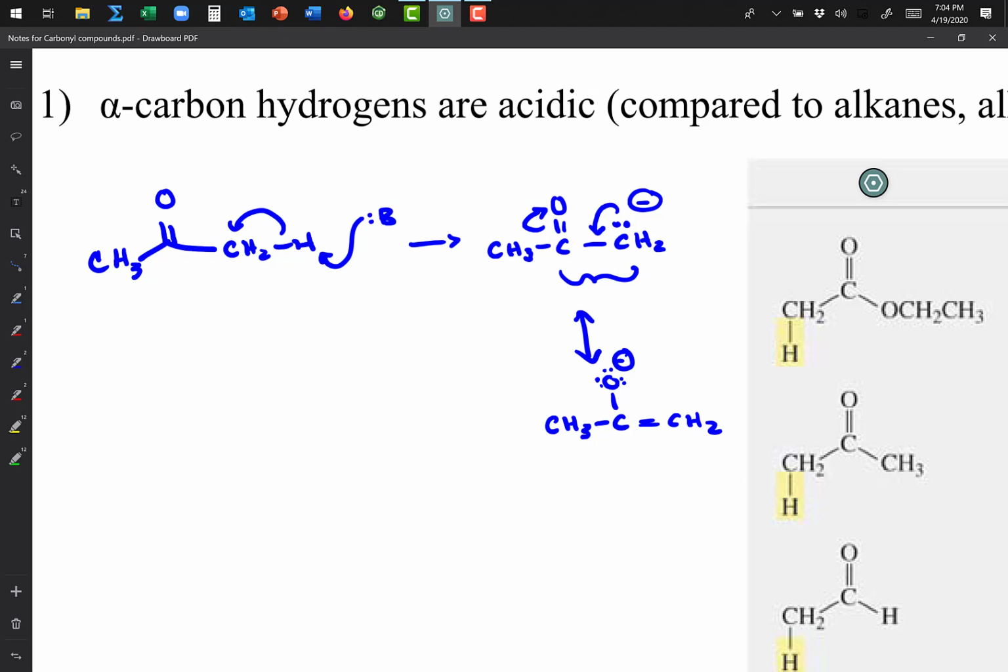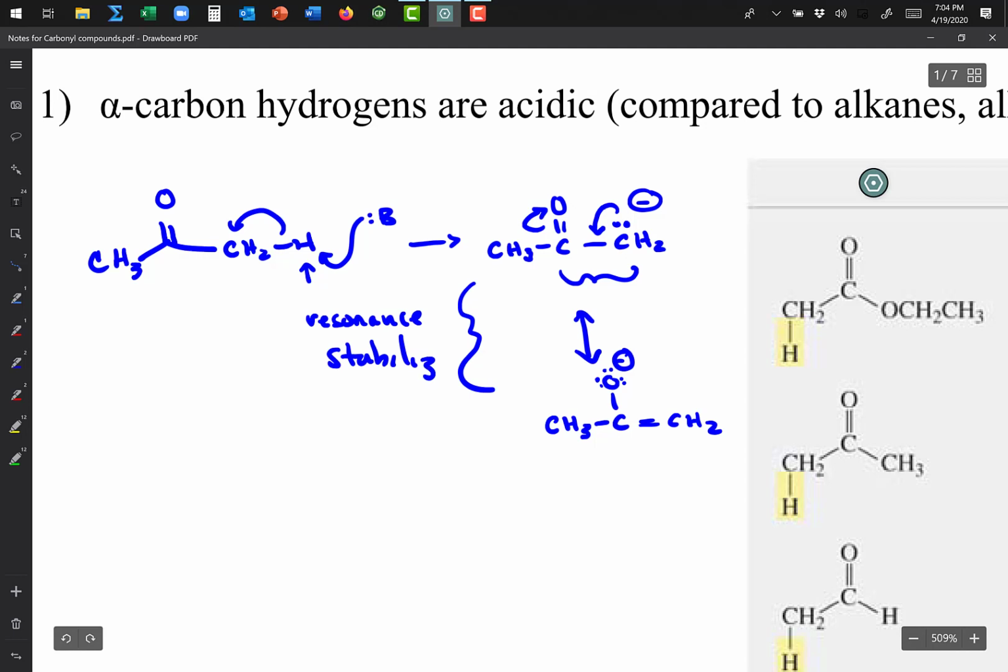So these are resonance structures of each other, and because the resonance structures exist, it's easy to pull this hydrogen off because resonance, as you remember from earlier chapters, stabilizes the anion, and it allows the structure to be more acidic, that is this structure. It allows acetone to be more acidic than it would normally be without resonance.